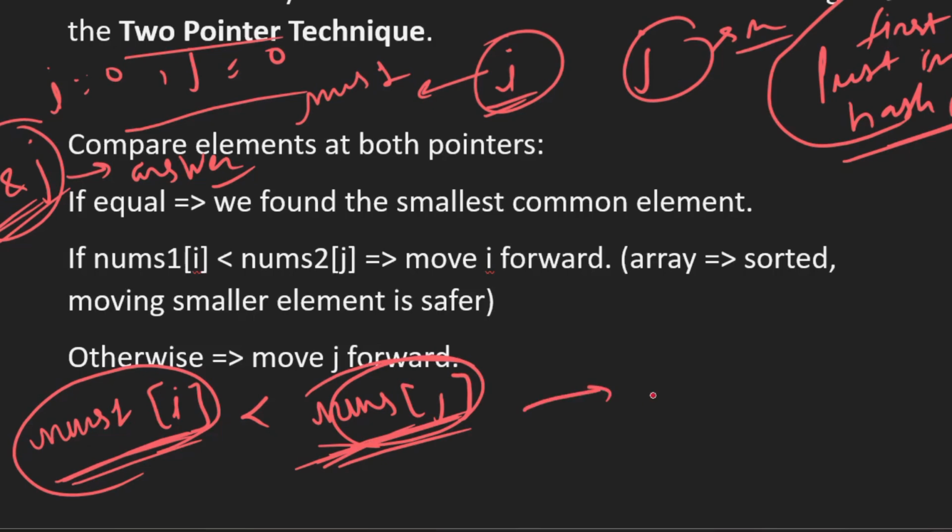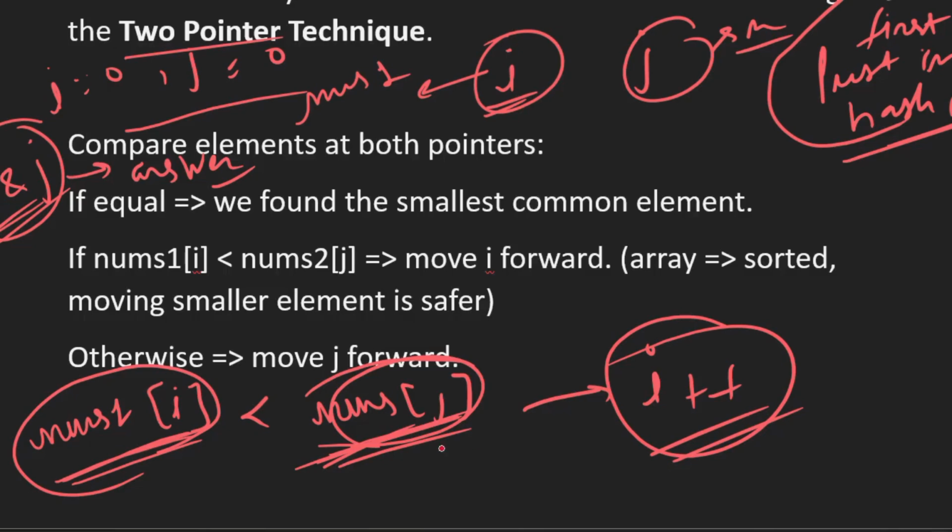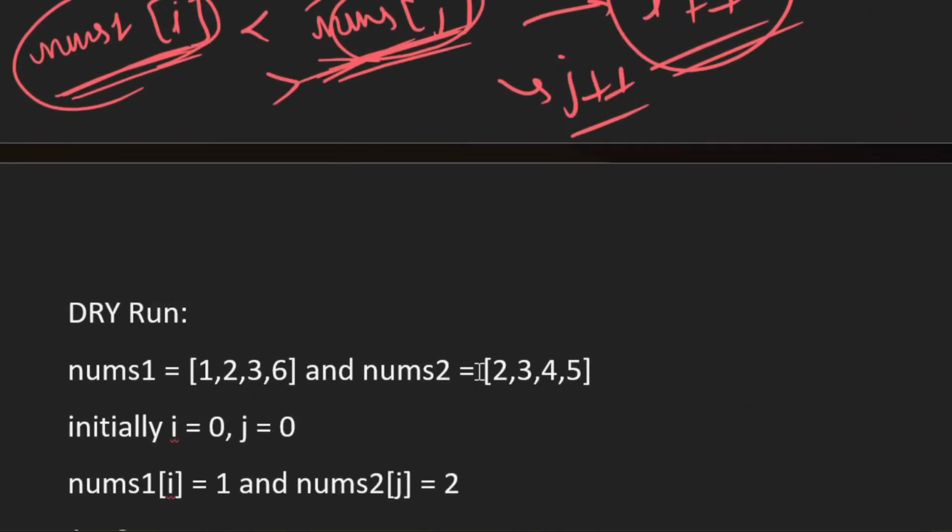So what we'll do is we'll increase the i pointer, we'll move forward the i pointer. Or if the reverse case is there, that is nums1 of i is greater than nums2 of j, then we increase j, right? Because our array is sorted, so moving the smaller element will be the safer choice for us.